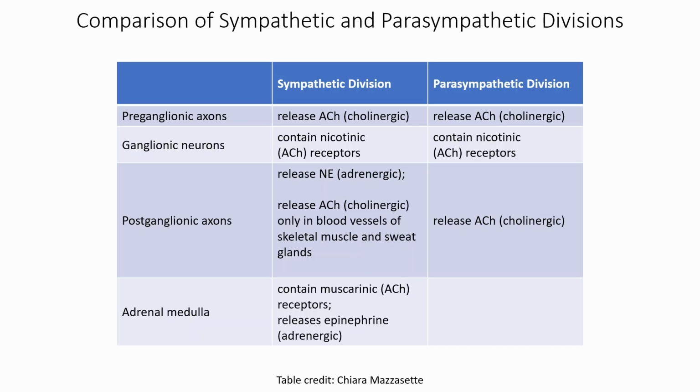On the sympathetic side, we're mainly going to release norepinephrine. Acetylcholine is only blood vessels in the muscle and sweat glands. For the parasympathetic side, it's all acetylcholine. And then the adrenal medulla, it's just releasing epinephrine. It's just part of the sympathetic division. It's not going to do anything with the parasympathetic.